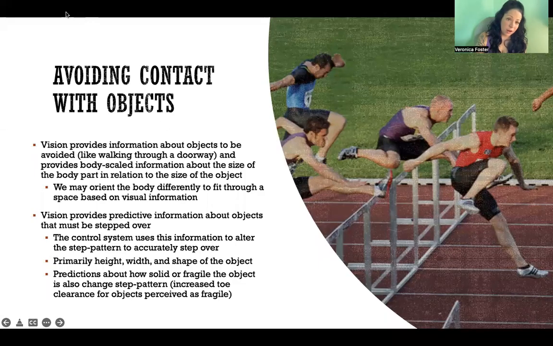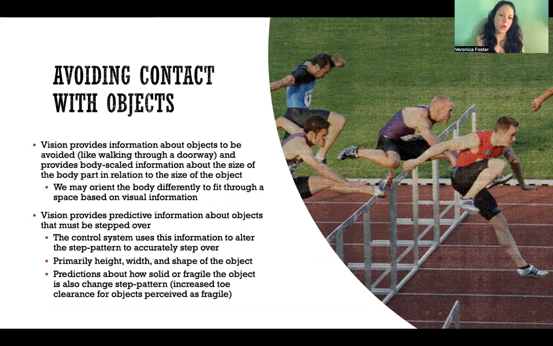And then the opposite, avoiding contact with objects during locomotion. Vision, of course, is critical. It provides information about objects that we want to avoid. That could be like in our picture, jumping over hurdles, where we want to avoid contact. Or it could be like if you want to walk through a doorway and avoid bumping into the doorway.